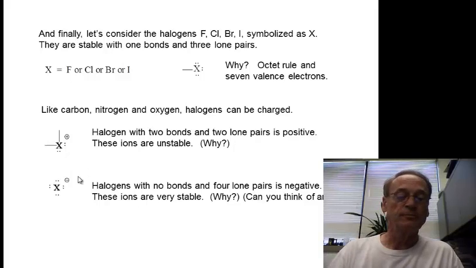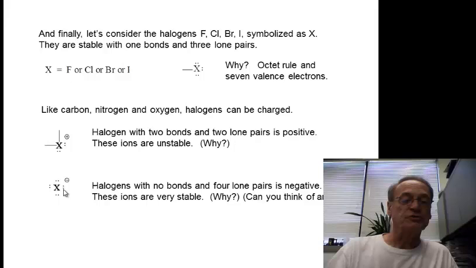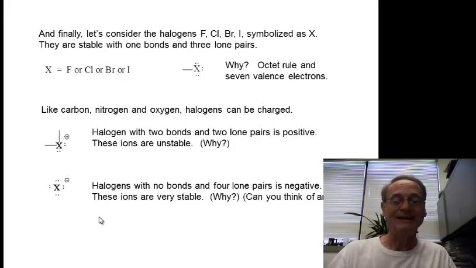On the other hand, halogens with 4 lone pairs and no bonds will always have a negative charge, and these follow the octet rule, but they have 1 extra electron, so therefore they are negative. These ions tend to be very stable, and in fact so stable that they are commonly found in the environment, even in our food. You probably ate some for breakfast this morning in the form of chloride. Sodium chloride is salt. Chloride is chlorine with 4 lone pairs and a negative charge.